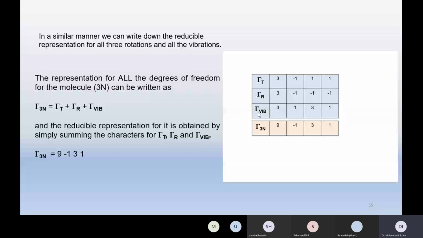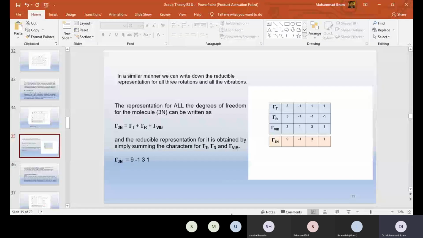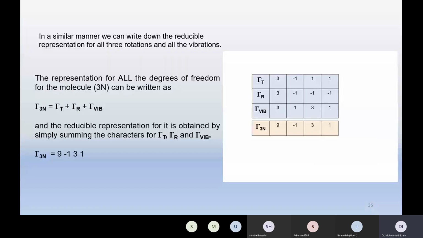जब आप इससे 3n डिग्री ऑफ फ्रीडम डिराइव करेंगे सो सम दीज 3 मोशंस तो अब आपके पास गामा 3n आ जाएगा. सो दिस इज 9, this is -1, this is 3, this is 1. So 3n degree of freedom जो है ये आपके पास this is 9, -1, 3 and 1. ठीक है. So this is the reducible representation for the water molecule for 3n degrees of freedom.